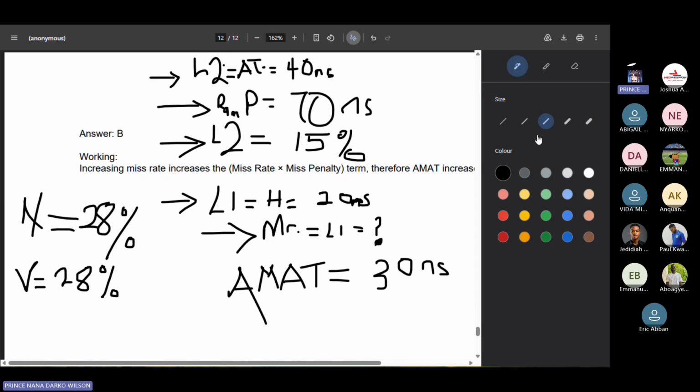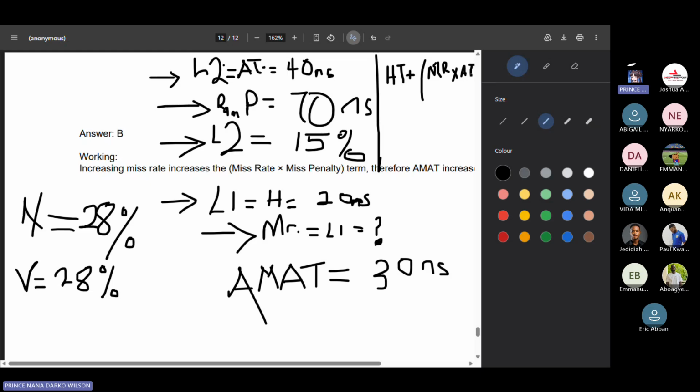So the formula for this one is that we take the hit time for the desired memory space that we are using. In this case, it is the level 1 cache. And then we combine that with the miss rate for that very same memory space, which is still level 1. And then we multiply that value with the access time of the memory it references. So this will be the access time for level 2.